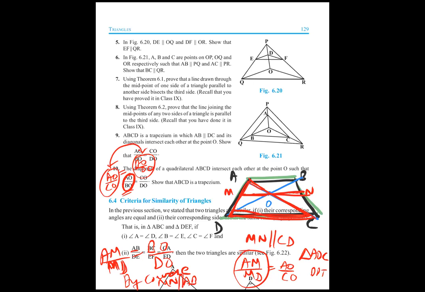In which triangle do you have to tell? You have to tell the triangle also: AM by MD and BO by DO, triangle ABD. We can say that MN is parallel to AB. Or MO or MN, whatever you say, because it is the same line only, is parallel to AB.